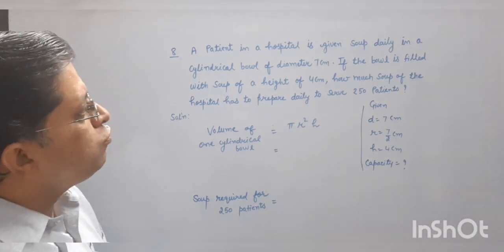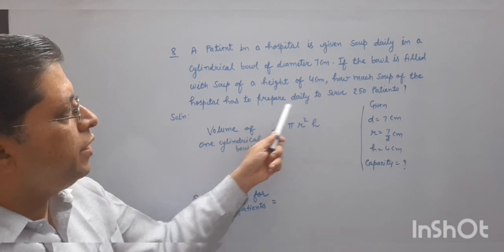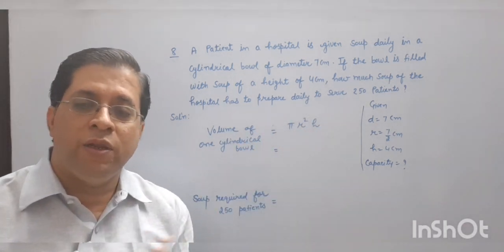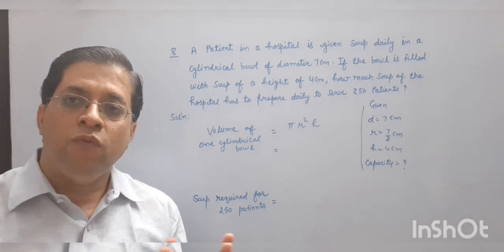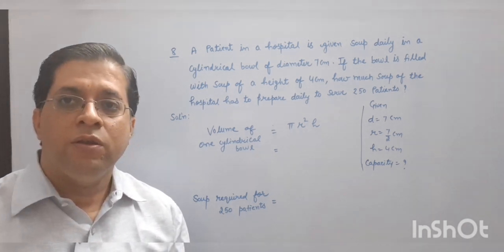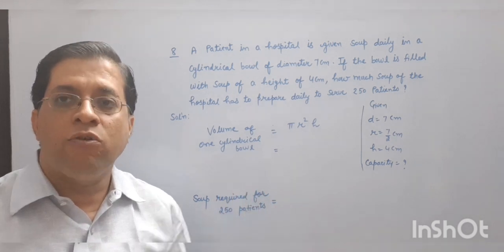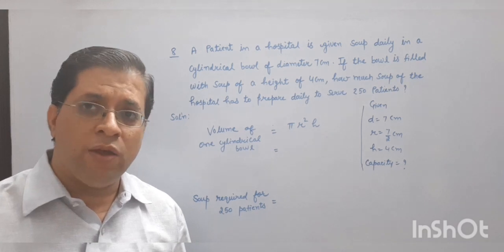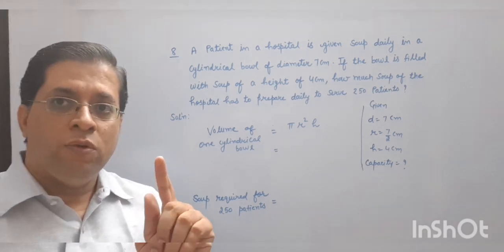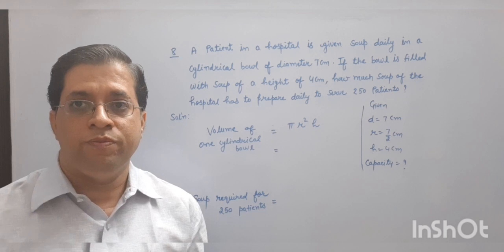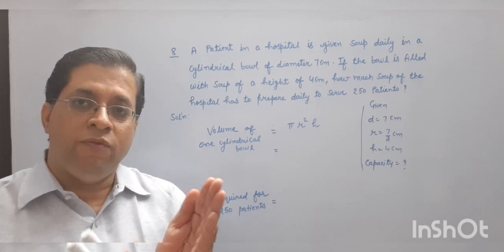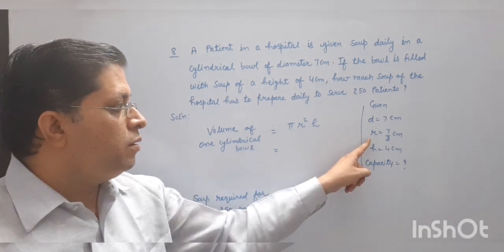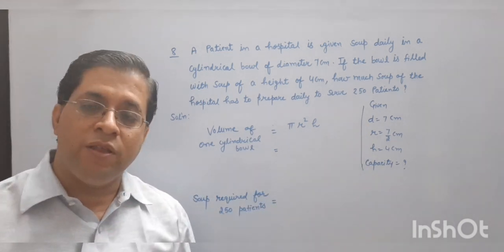Okay. How much soup does the hospital have to prepare daily to serve 250 patients? If the hospital has to serve soup for 250 patients, then how much soup they have to prepare, that you have to find out. Okay, first of all you can find the volume of one cylindrical bowl. How much soup can be filled in that cylindrical bowl? R is given, H is given, you have to find the capacity.